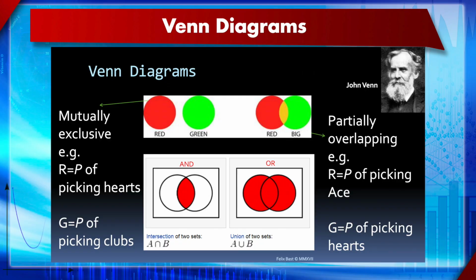You might have heard of the Venn diagram. It was invented by John Venn, an English mathematician. There are two kinds of sets. The first kind is where there is actually no overlap.